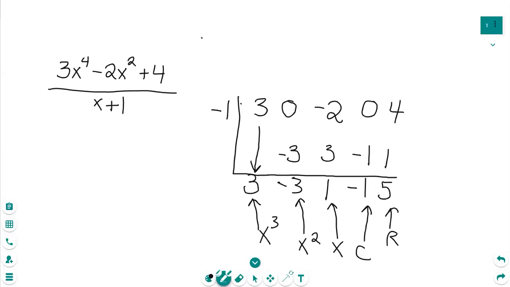And for our remainder, we will write it by putting it as a fraction over what we divided by, x plus 1 in this case. Writing our answer down gives us 3x cubed minus 3x squared plus x minus 1 plus 5 over x plus 1.